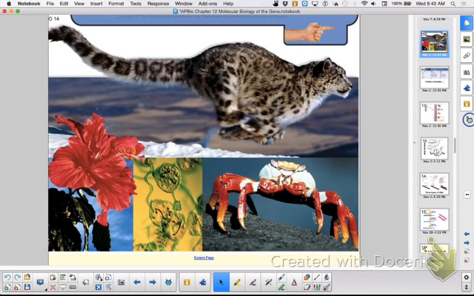Okay, so we're going to finish up in Chapter 12, and at this section we are talking about how code in our DNA will translate into a protein. This is all underneath our molecular biology of the gene, and I believe we are in section 12.3, the genetic code of life. Yes?